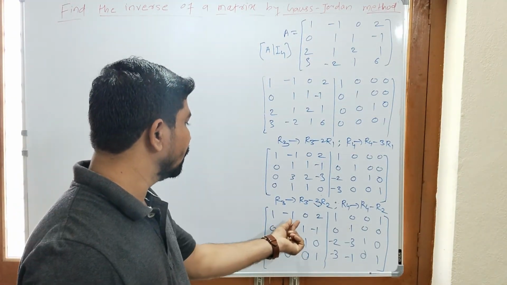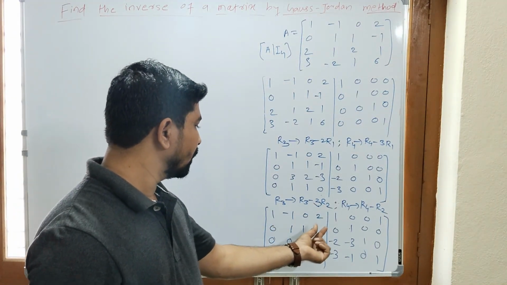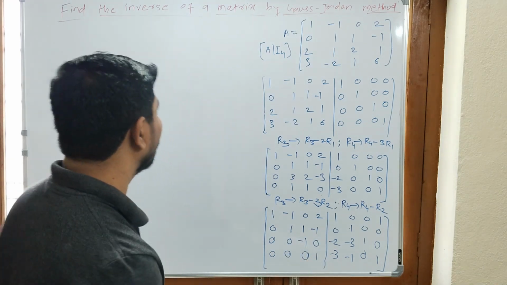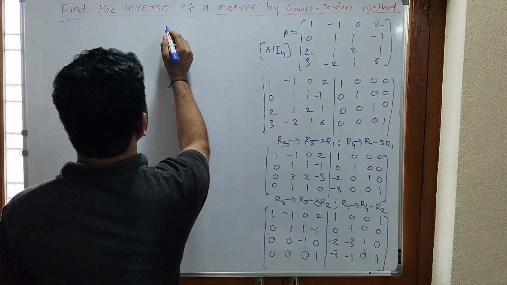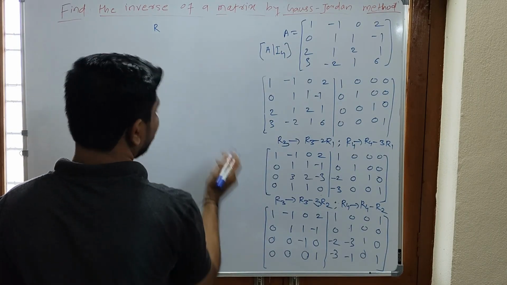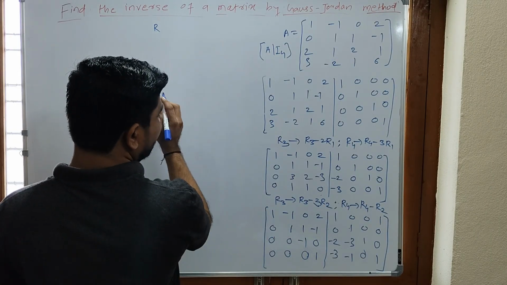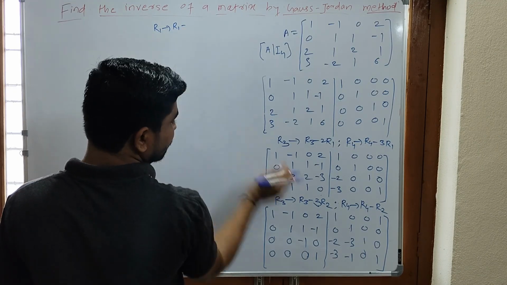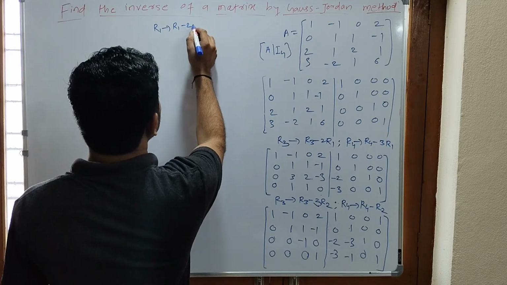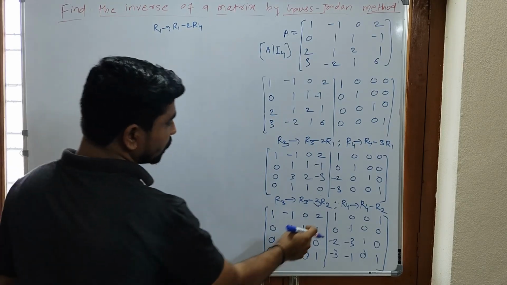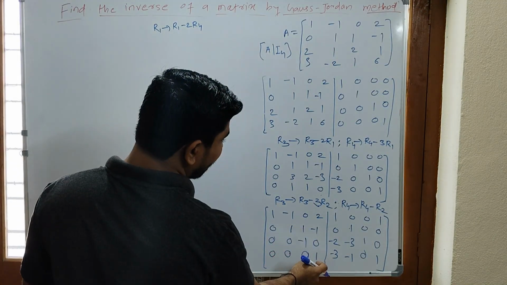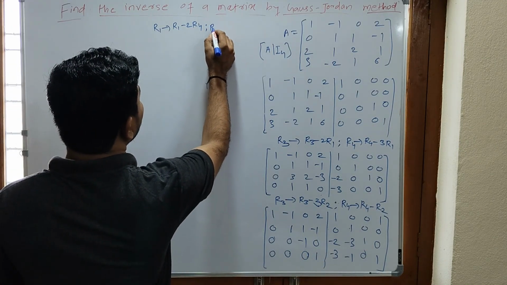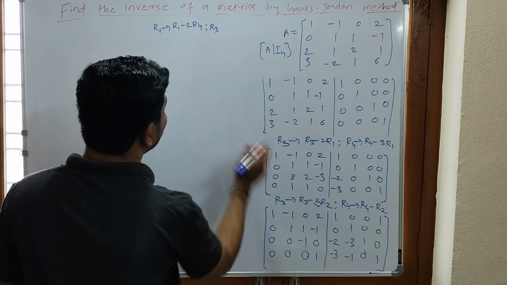Now I want to make either this 2 as 0, this 1 as 0 with the help of R4. Here can I apply elementary operation as here, let's say R1 changes to R1 minus 2 times R4. So here R1 changes to R1 minus 2 times R4. So this 2 and 2 becomes 0. And in the same way here I am applying this.